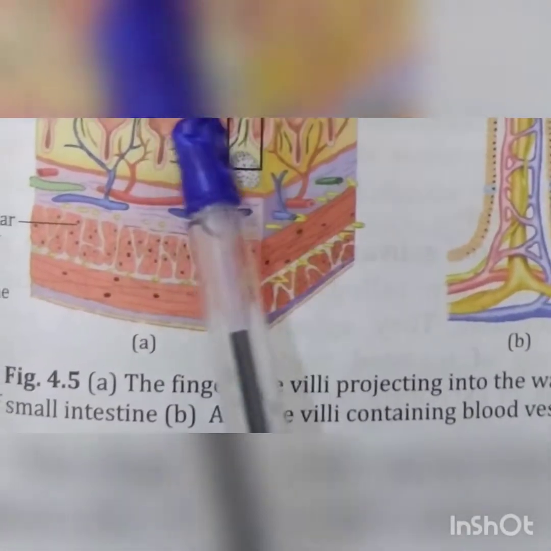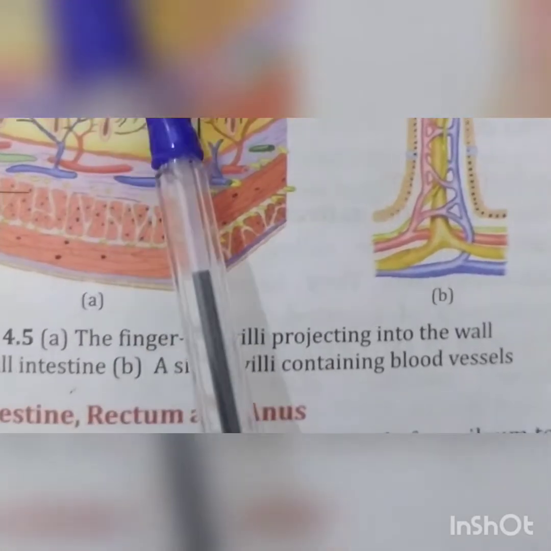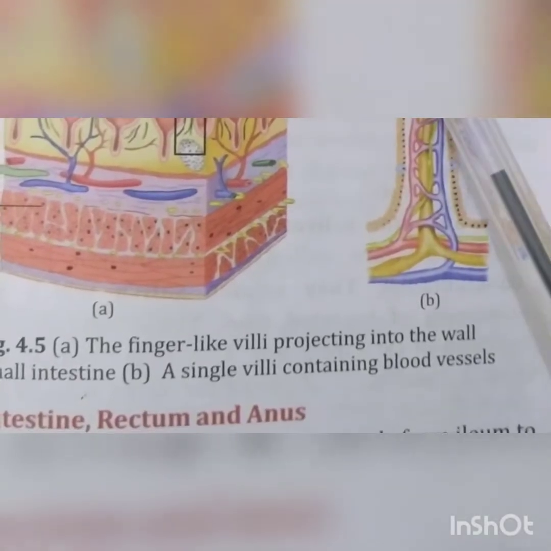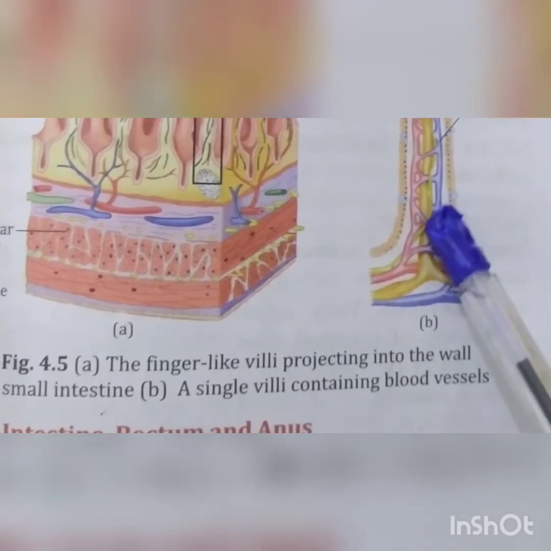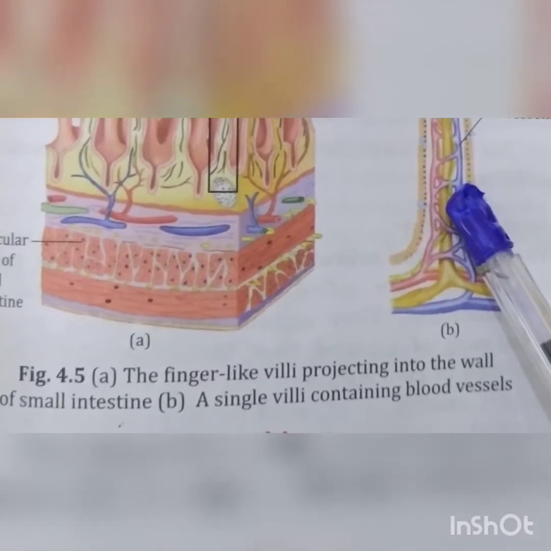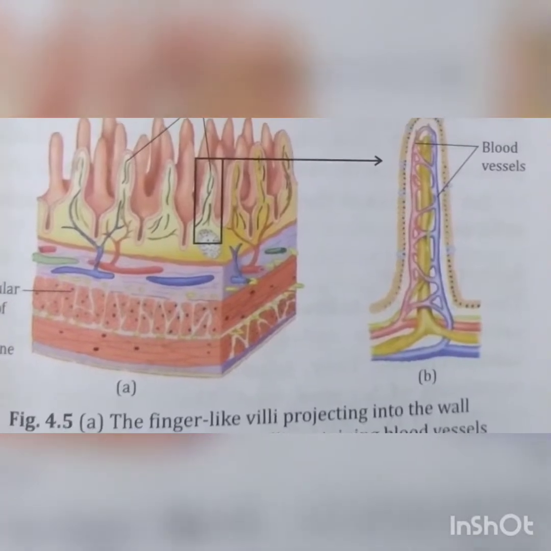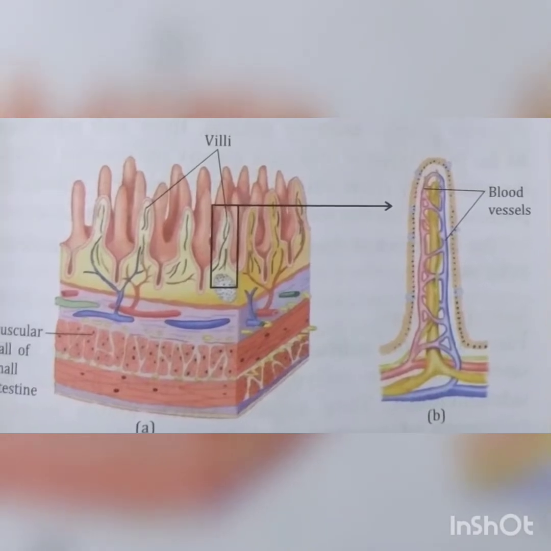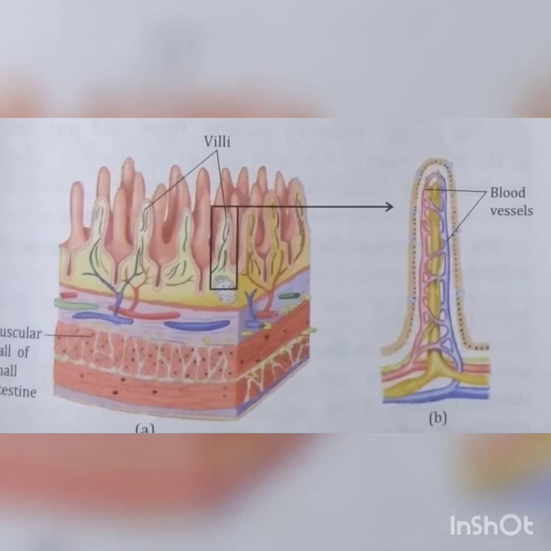The inner walls of the small intestine have millions of finger-like projections called villi. These are supplied with blood vessels and capillaries. This is a diagram of a single villus. You can see the blood vessels and the capillaries in it. The function of the small intestine is absorption of nutrients from the digested food. The villi increase the surface area for maximum absorption of the digested food.